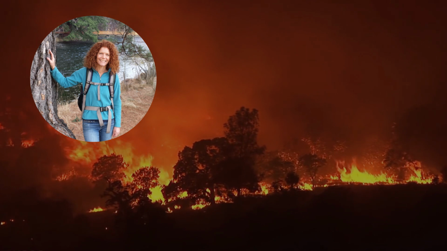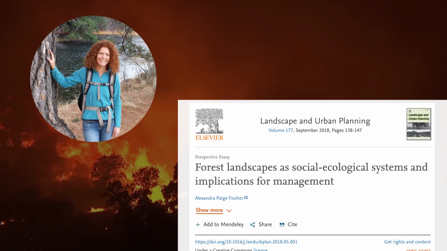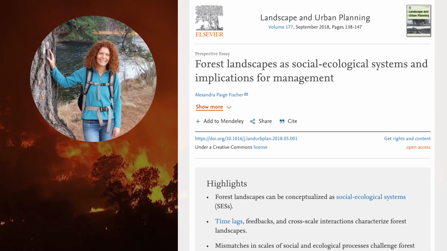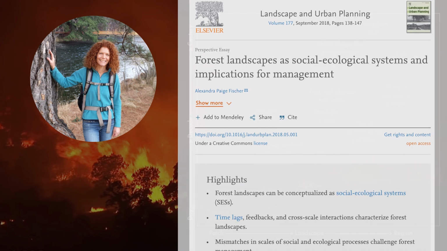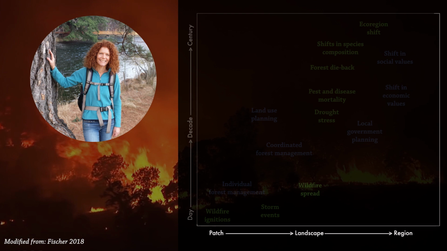Paige Fisher, a social scientist at the University of Michigan, studies human behavior as it relates to the sustainability of SE systems, and she actually published a paper in which she illustrates the scales at which social and ecological processes operate, using wildfires as an example. So here's a graph from her paper. Now, just to orient you, on the x-axis is the spatial scale at which different processes take place, while on the y-axis are the temporal scales.